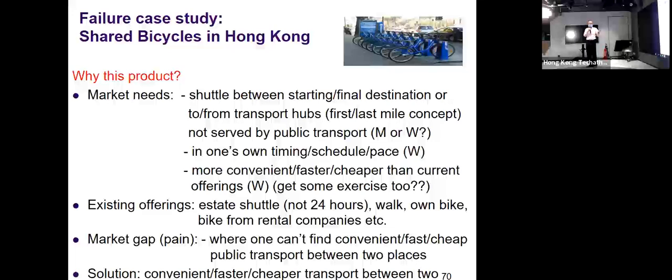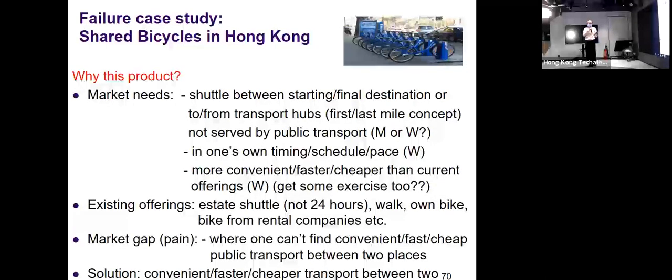Market gap. Now, what is the pain? We always talk about the existing offering and your preferred way of doing it. So there's the gap, there's the pain. So one cannot find a convenient or fast or cheap public transportation between two places. So that is the gap. So it is very painful.